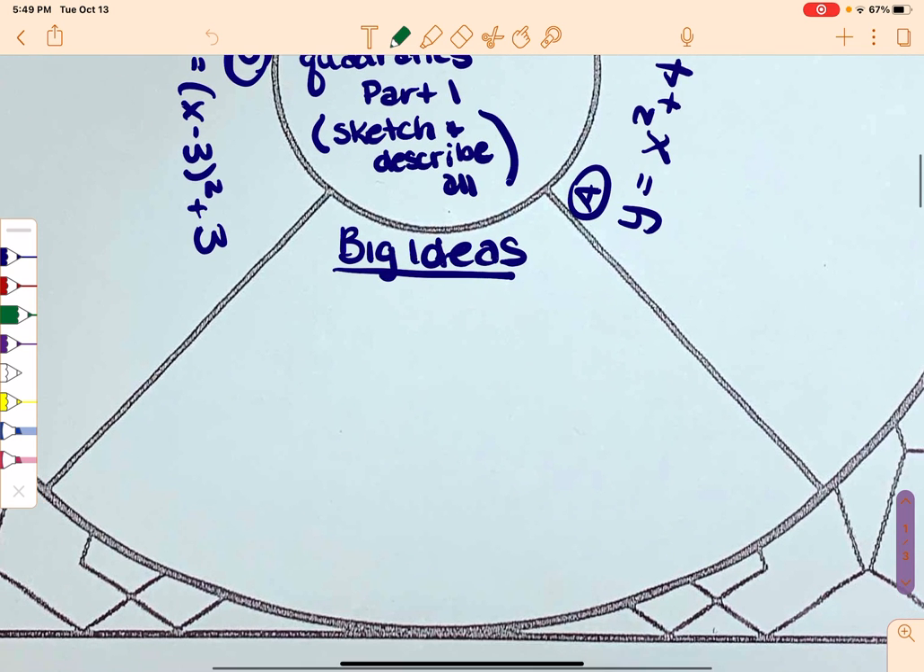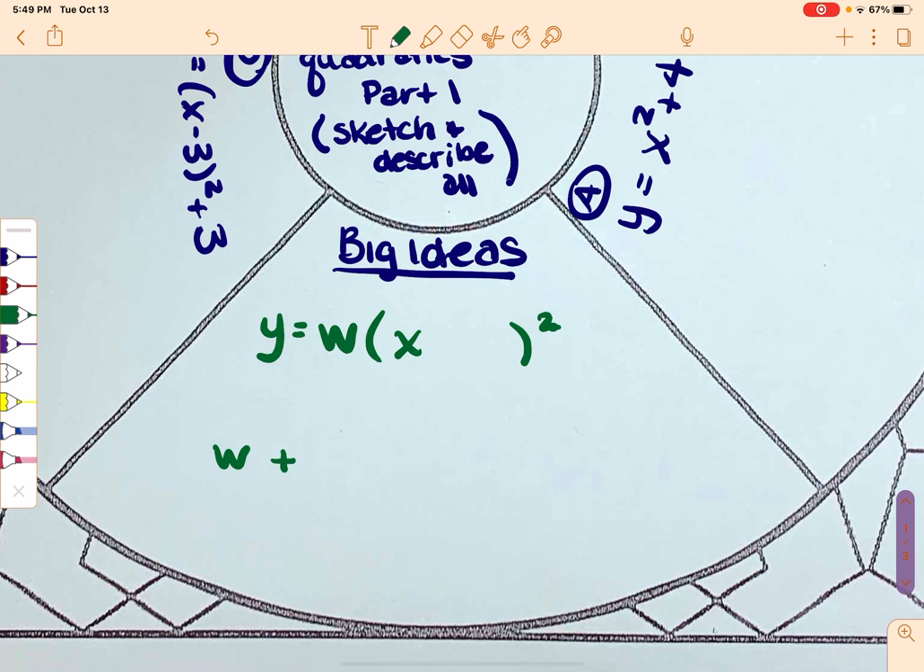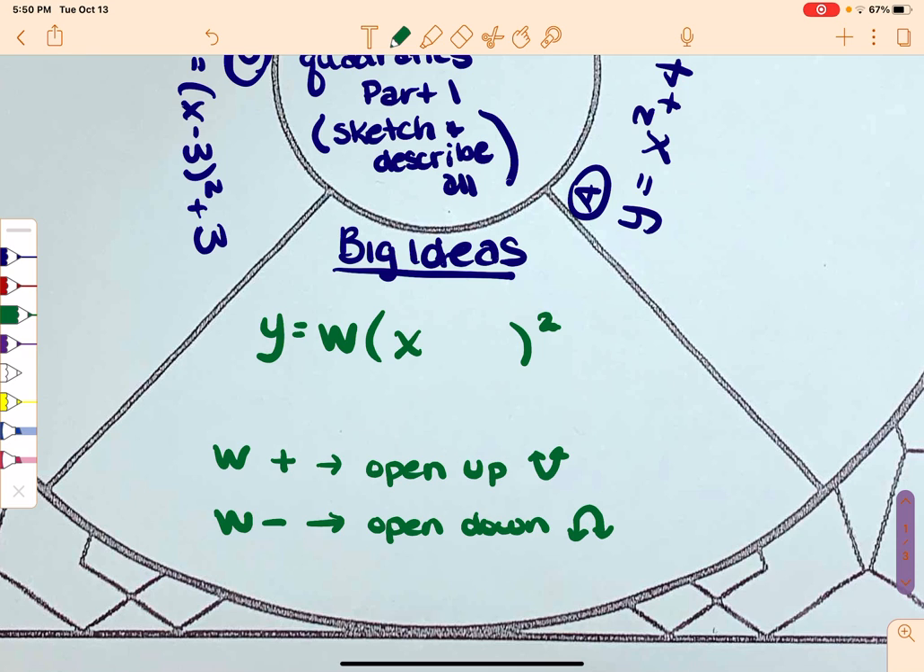So first of all, if I look at a general equation, I'm going to add some pieces in here. If I see a value out here that's W, if W is positive, that means my graph is going to open up, like this. If W is negative, it means it's going to open down, like this.